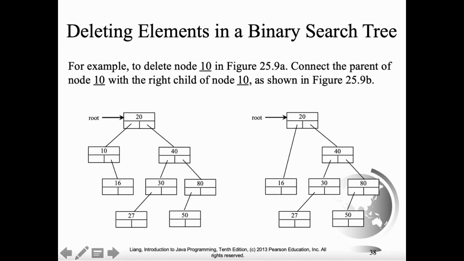So 16 is less than 20. We go to the left. 16 is bigger than 10. So we're going to go to the right. And 16 is equal to 16. So we find our node. So this becomes our current. 16 is our current node. And 10 becomes the parent of it.